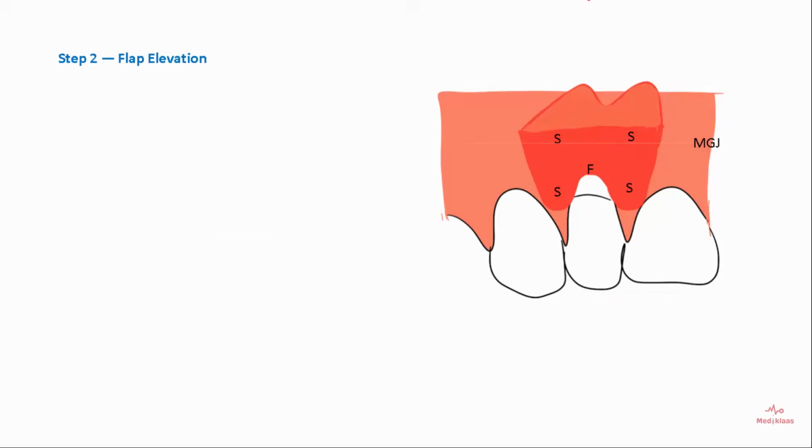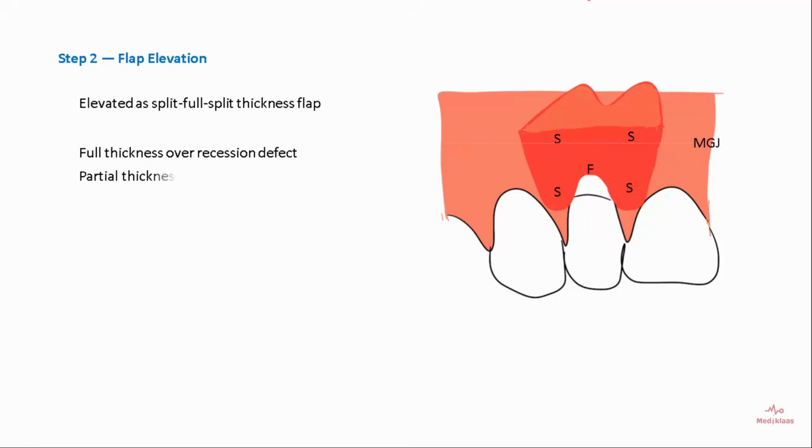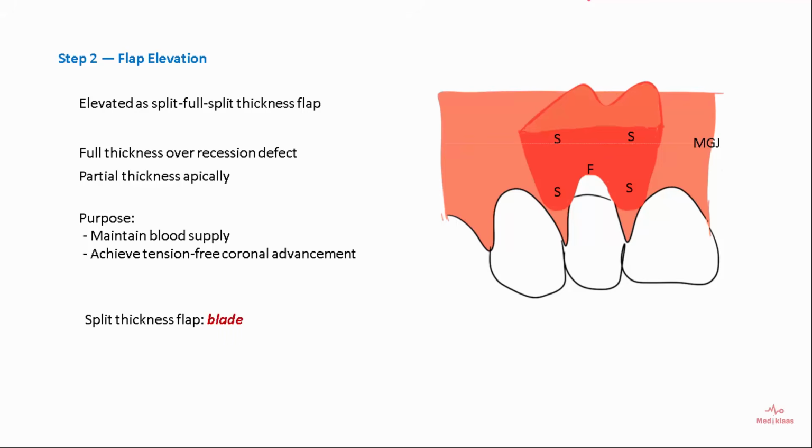Step 2 involves flap elevation. It is elevated as a full-split thickness flap. The full thickness flap is over the recession defect, and the partial thickness flap is in the apical region beyond the mucogingival junction. The purpose is to maintain blood supply and achieve tension-free coronal advancement of the flap. Split thickness flap involves use of a sharp blade, and full thickness flaps are performed with a periosteal elevator.